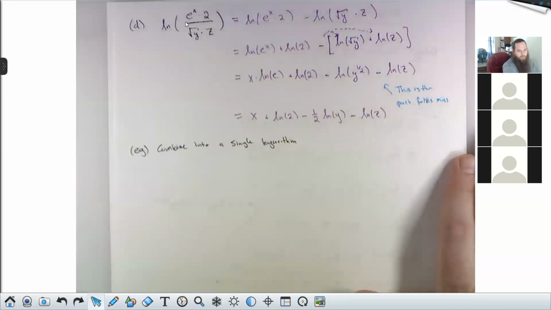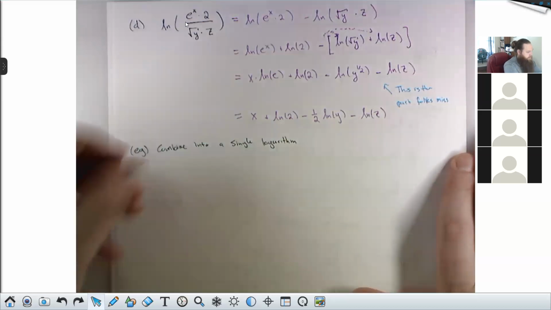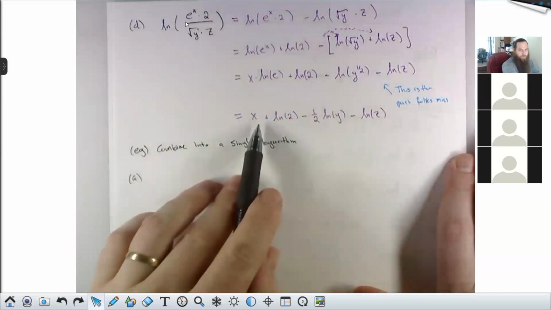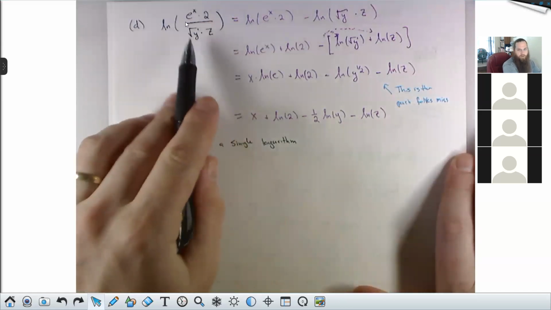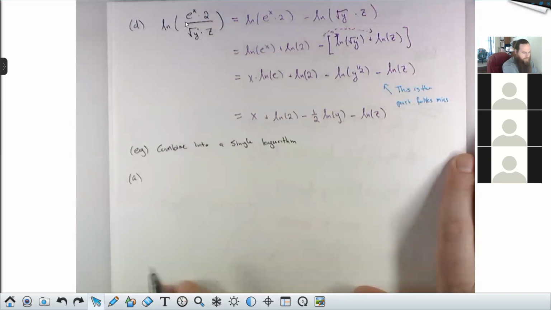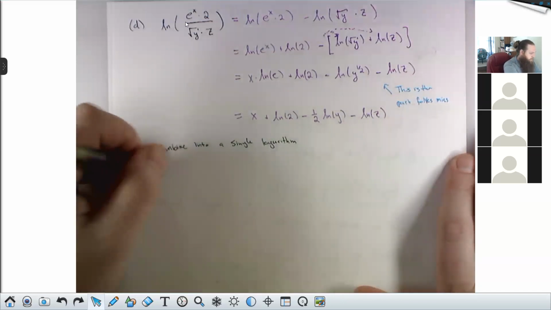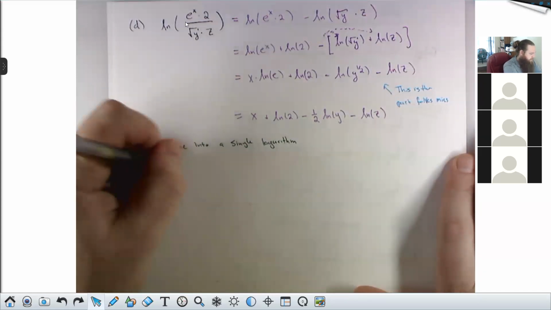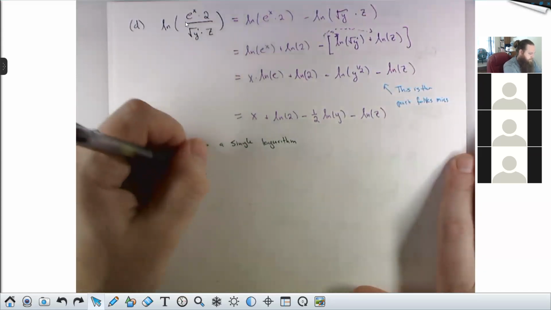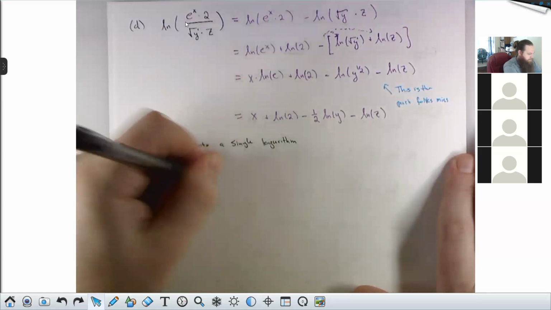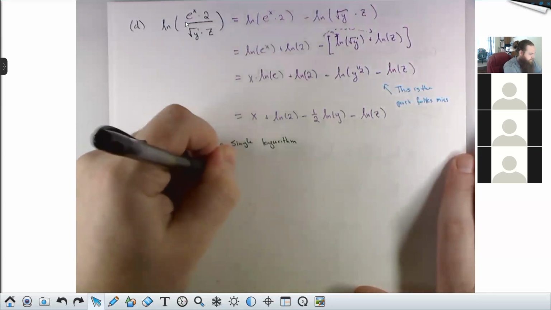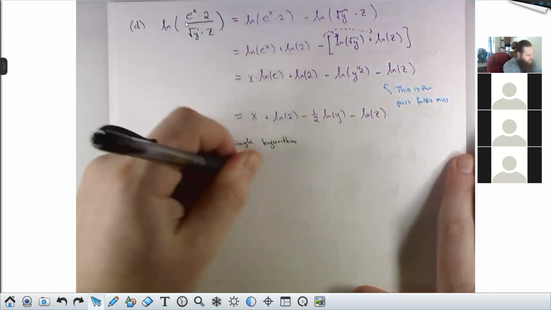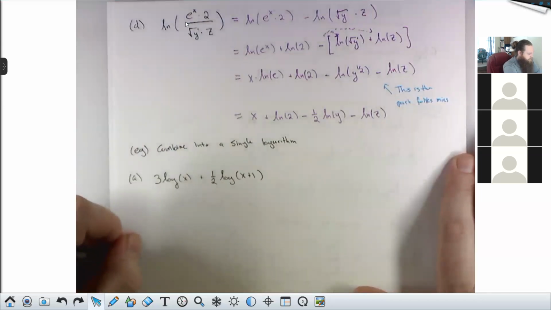So just like you can use those rules to expand, you can use those rules to combine. I could take this and say combine this into a single logarithm and expect you to get to here just by using all those rules in the reverse order. I'm going to give you new stuff so we have more stuff to practice. So like 3 log x plus 1/2 log x plus 1. Could be fun.